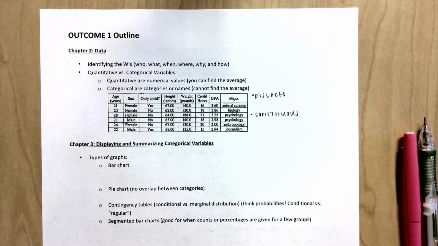I doubt there's going to be a question on the AP exam that asks you to identify these W's, but this can be very, very important when you're trying to figure out what kind of hypothesis test to run or what type of confidence interval to make.